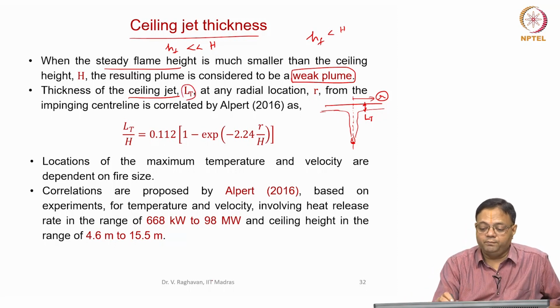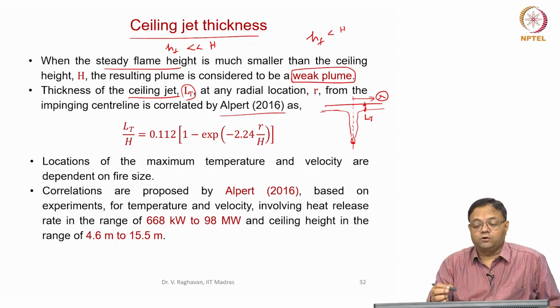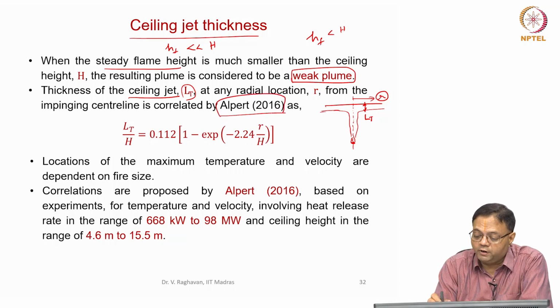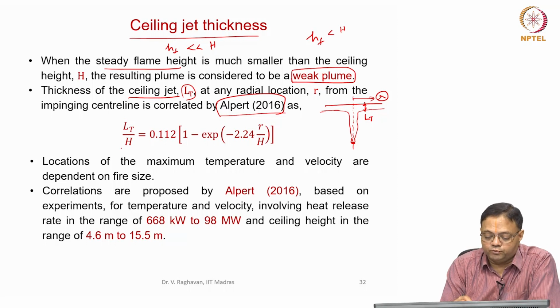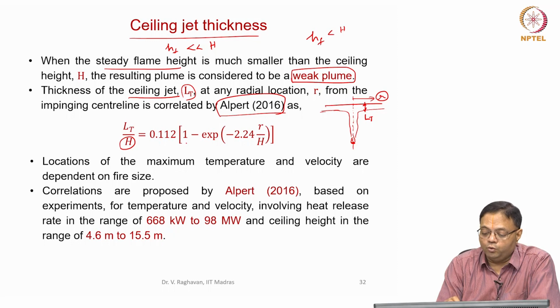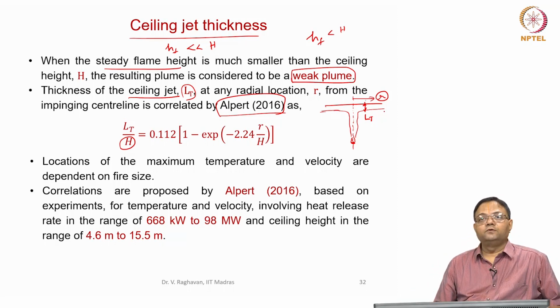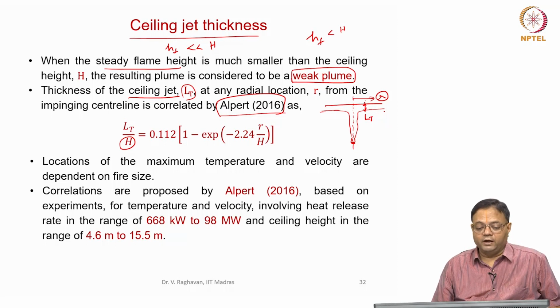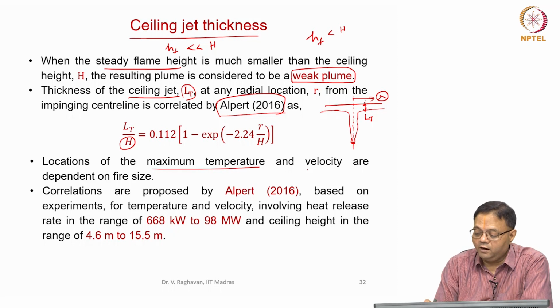That is correlated by Alpert. In fact, most of the ceiling jet correlations are proposed by Alpert. So LT, non-dimensionalized with respect to the ceiling height, is given as 0.112 into 1 minus exponent of minus 2.24 R by H. So R is the radial location at which I find the thickness. Now locations of the maximum temperature and velocities, again they are dependent on the fire size.